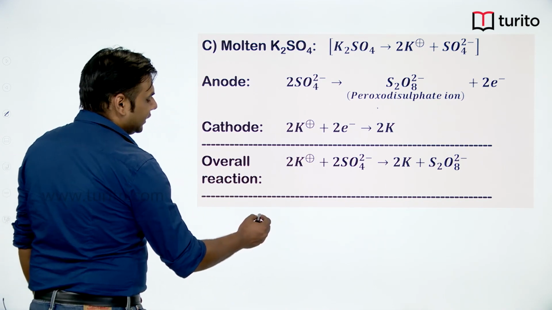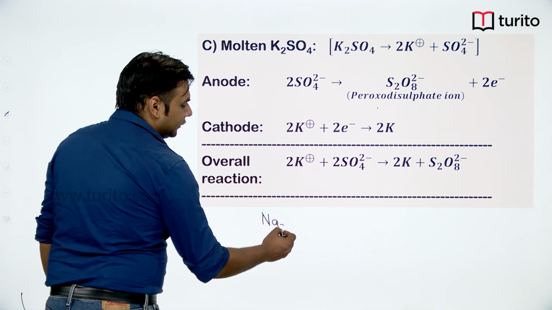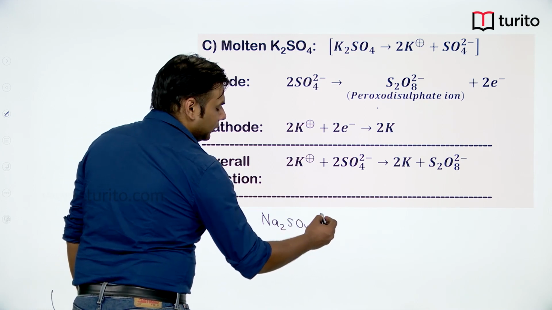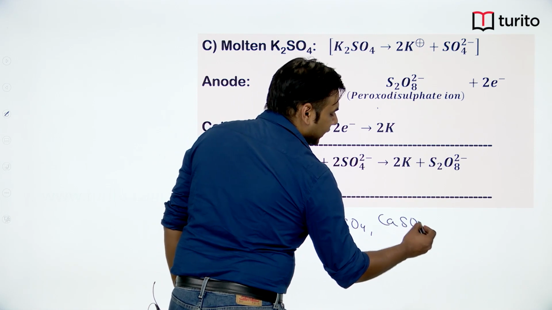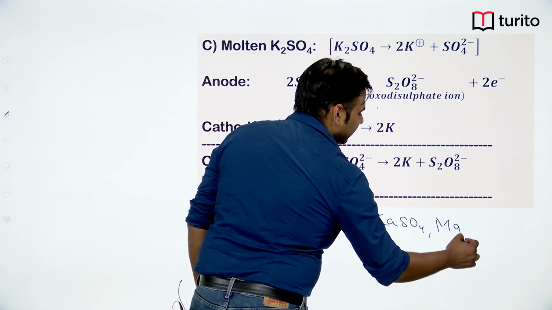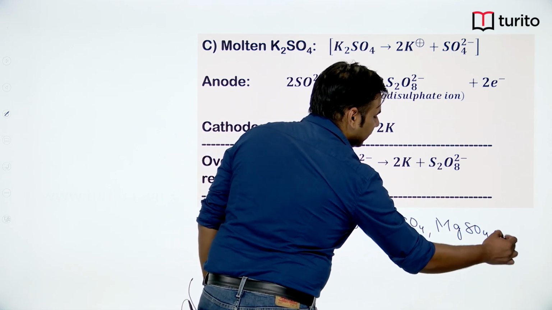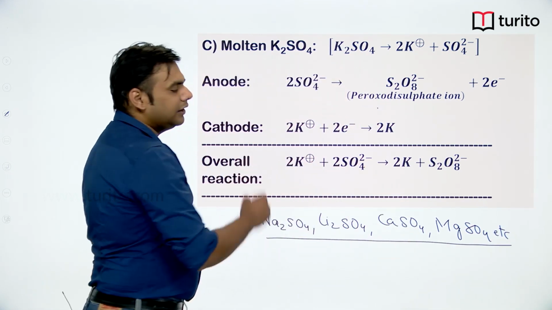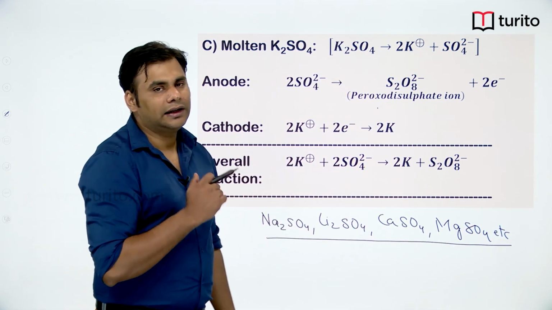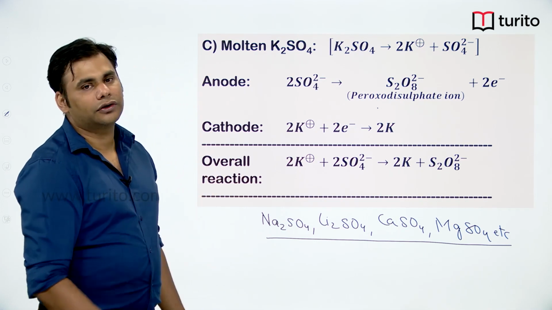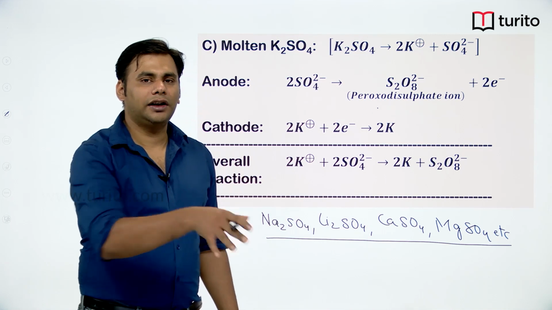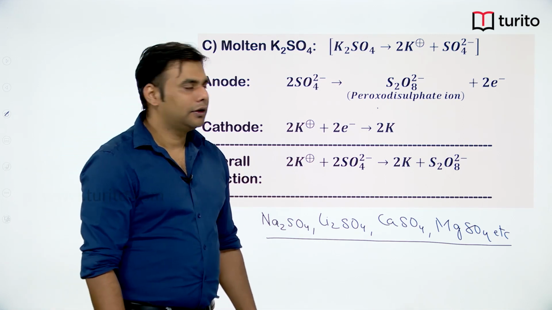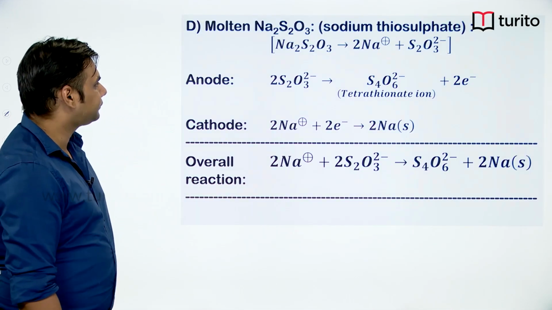Similar would be the case with any of the sulfates of metal. You take Na2SO4, you take Li2SO4, you take calcium sulfate, you take magnesium sulfate. Any of the sulfates you are taking in molten form, the metal would get deposited at the cathode and the anion would get oxidized into peroxodisulfate ion, and that would remain in the solution near the anode. So I hope this is clear to you.